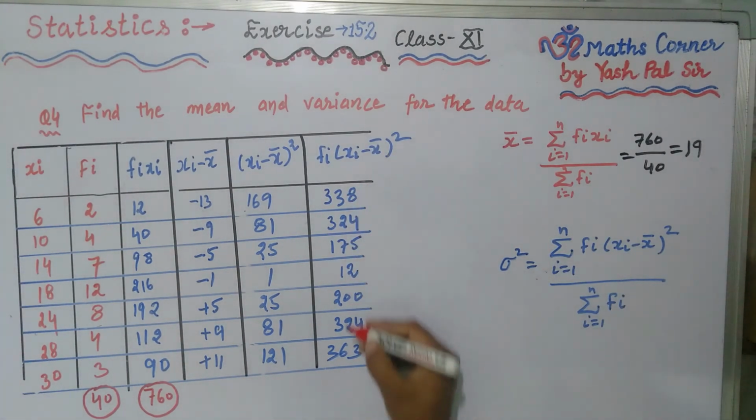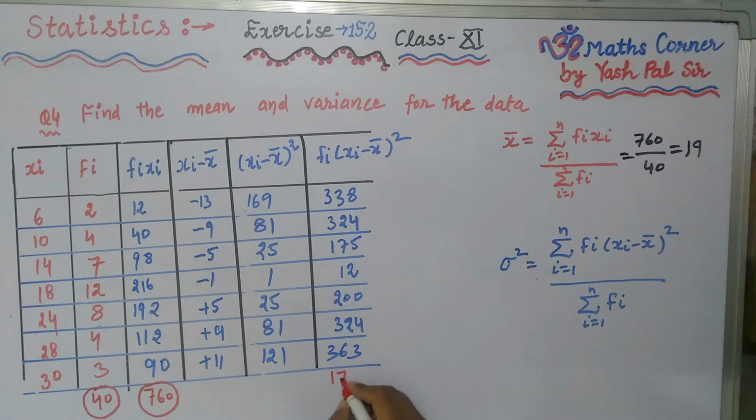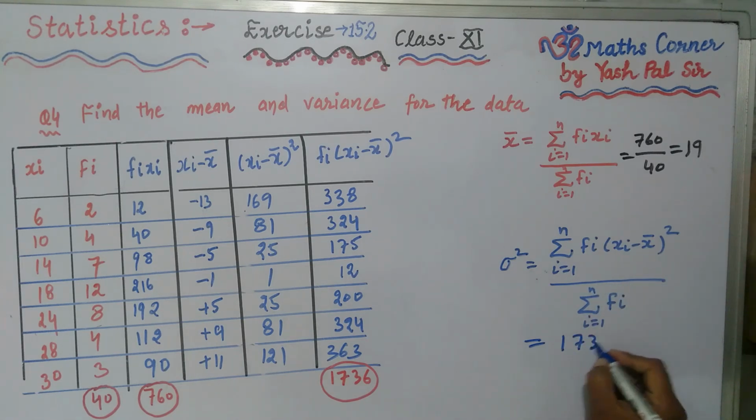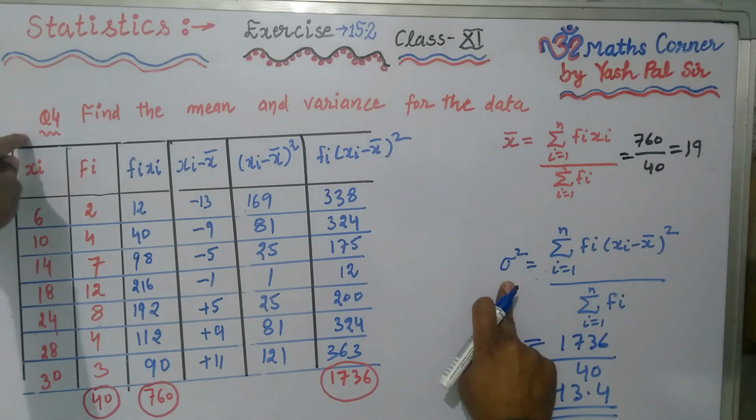The sum is 1736. Right? Now we substitute this result here. Sigma square becomes 1736 divided by sigma fi, which is 40. On dividing this, the answer is 43.4. So this is the variance of this data.